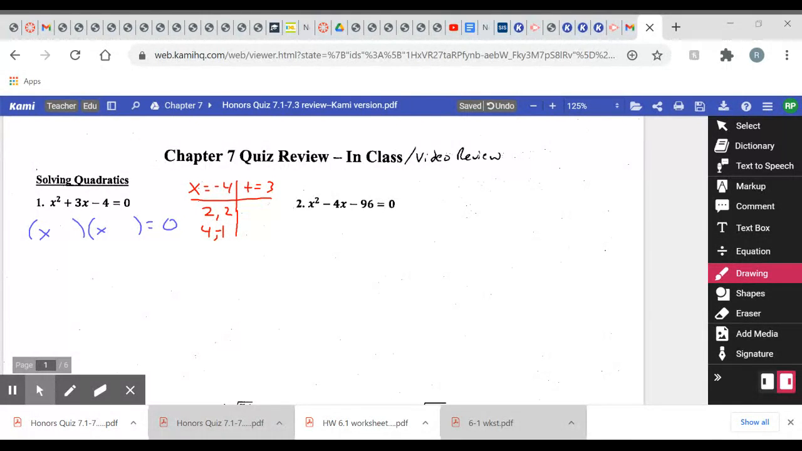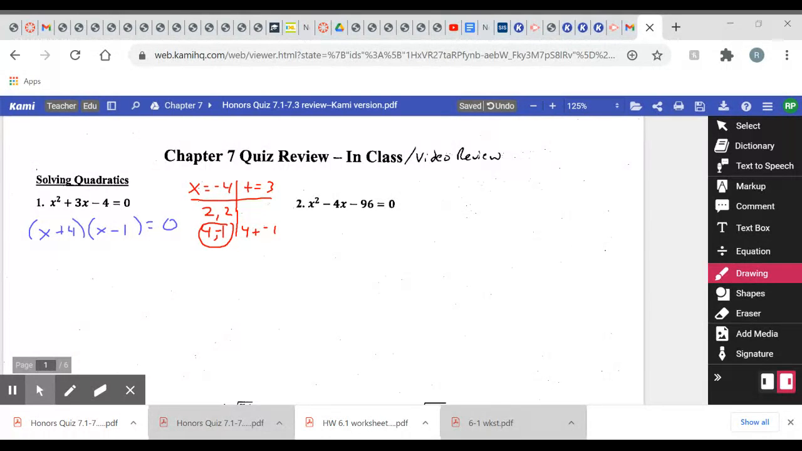I just always double check it. 4 times -1 gives me -4. 4 plus -1 gives me +3. So that's my number that works here. So over here, I'm going to plug in my +4 and my -1. And now I factored it. If I want to multiply these 2 binomials, I will get the original equation back. That's a way you can double check as well.